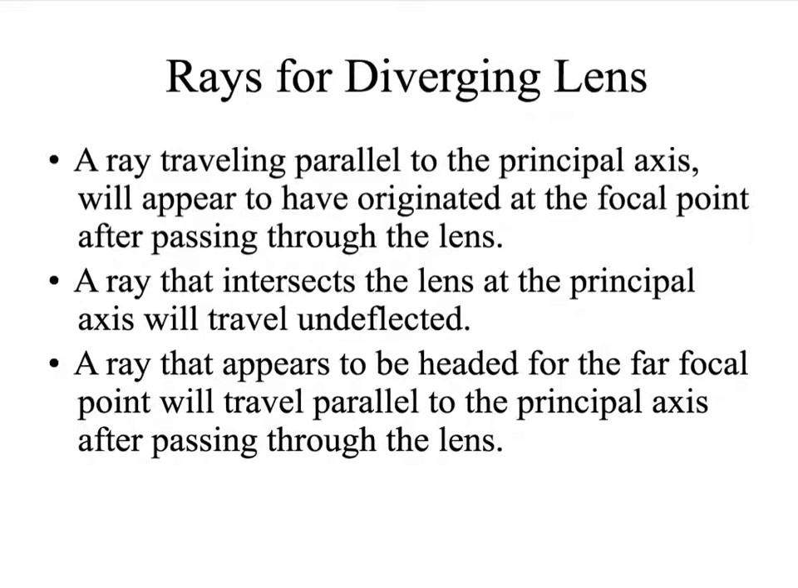Finally, we're going to look at diverging lenses. Our three rays that we're going to do are a little bit different, because diverging lenses are different. If the ray's traveling parallel to the principal axis, it will appear to have originated at the focal point after passing through the lens. A ray that intersects the lens at the principal axis will travel undeflected. A ray that appears to be headed for the far focal point will travel parallel to the principal axis after passing through the lens.